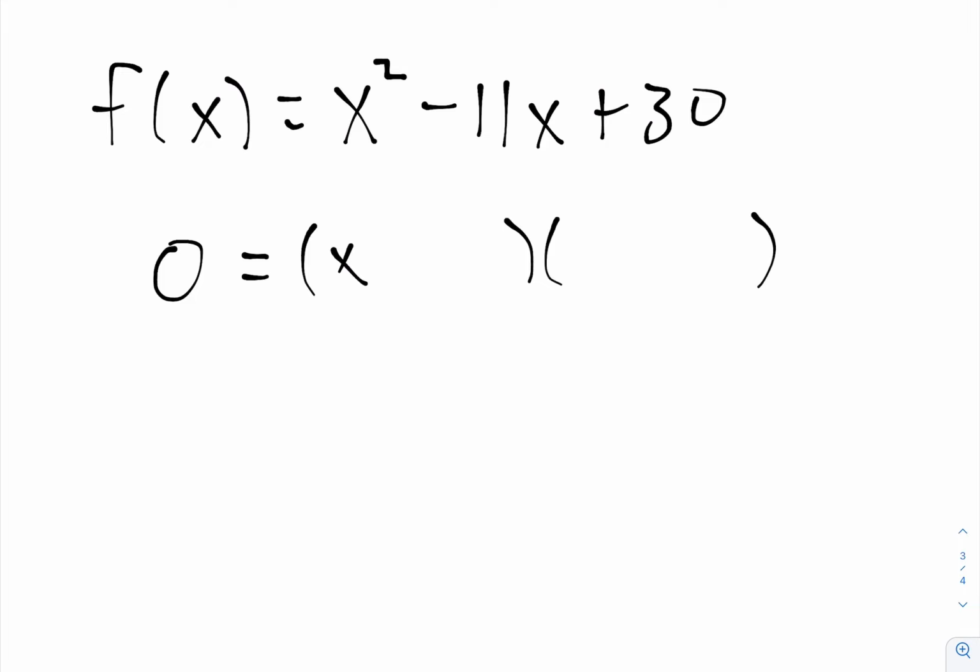So this one starts with x, so this one starts with x, right? X times x is x squared, which is what we want. And then we have to think of two numbers that multiply to positive 30 and add to negative 11.